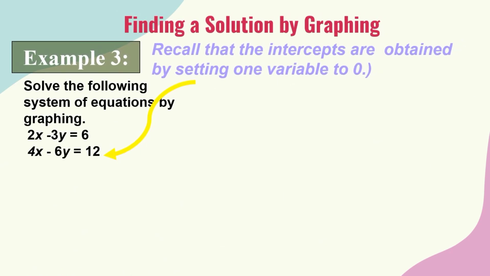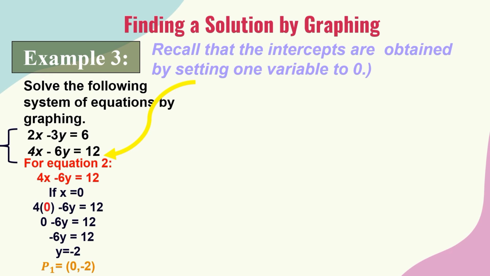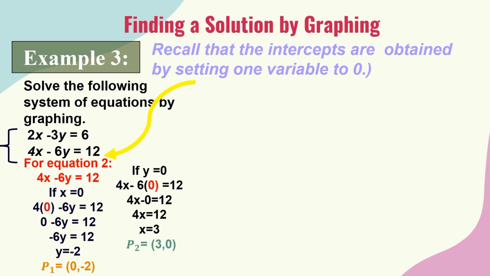Moving forward to our second equation, which is 4x minus 6y equals 12. If x is 0, 4 times 0 minus 6y equals 12. 0 minus 6y equals 12. Dividing both sides by negative 6, y is negative 2. The first point is (0, negative 2). Now, if y is 0, 4x minus 6 times 0 equals 12. 4x minus 0 equals 12. Dividing both sides by 4, x is 3. And the second point is (3, 0).